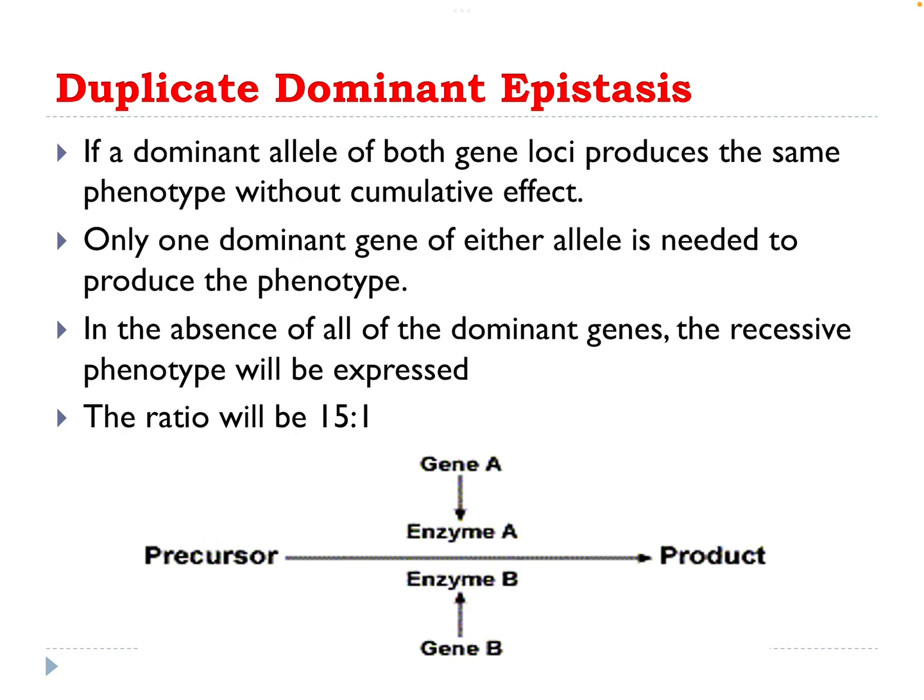Another type of epistasis is the duplicate dominant epistasis. This is described as when a dominant allele of either gene locus produces the same phenotype without cumulative effect, and only one dominant gene of either allele is needed to produce the phenotype. In the absence of all of the dominant genes, the recessive phenotype will be expressed. So the ratio will be 15:1.